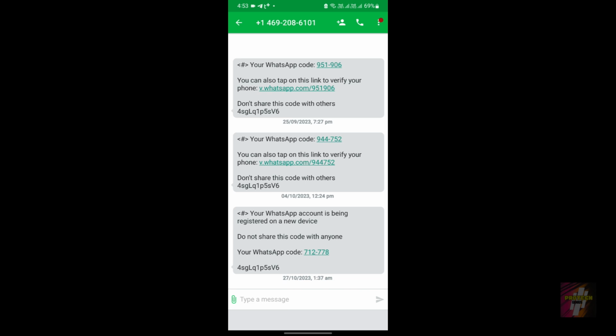So guys, I would leave the comparison winner choice to your hands. But if I'm going to give my personal opinion, I'm going to choose the Textplus application, obviously.